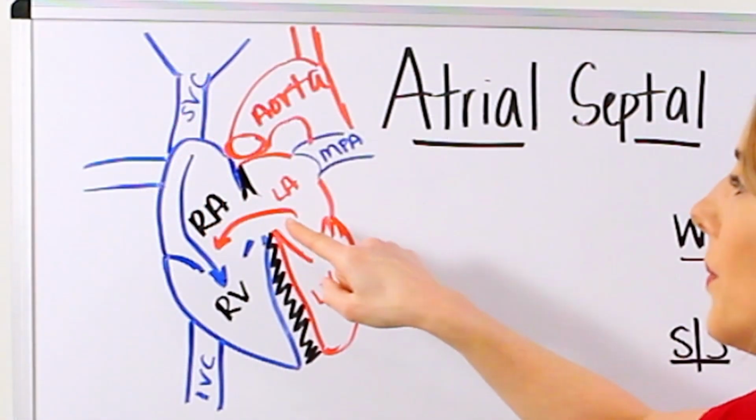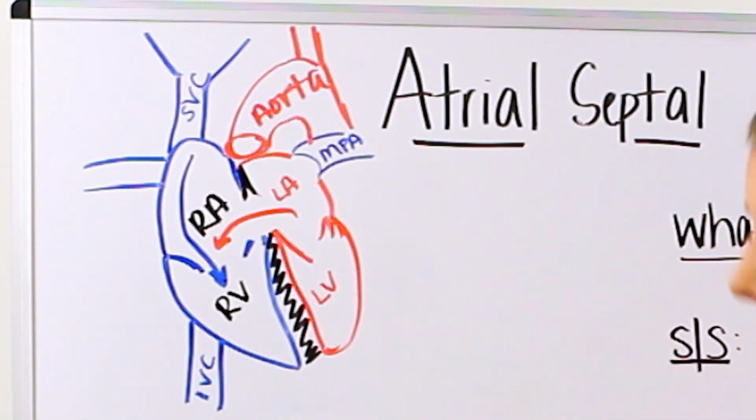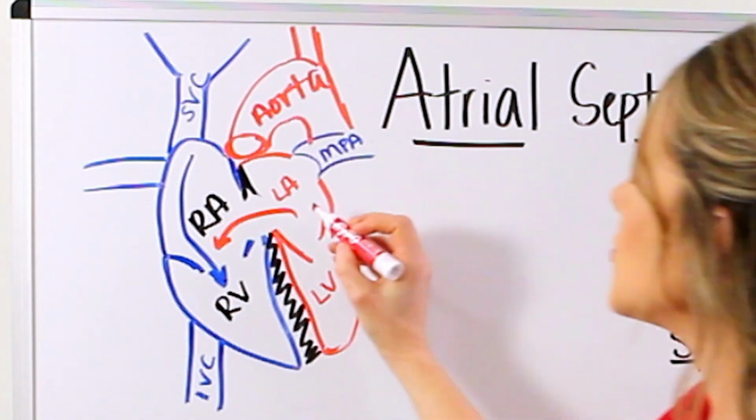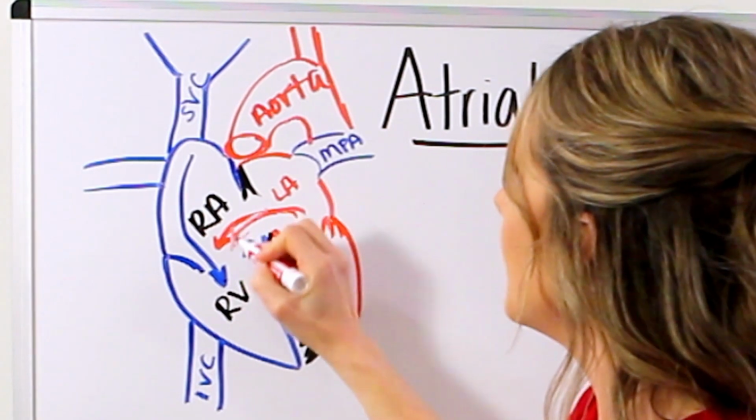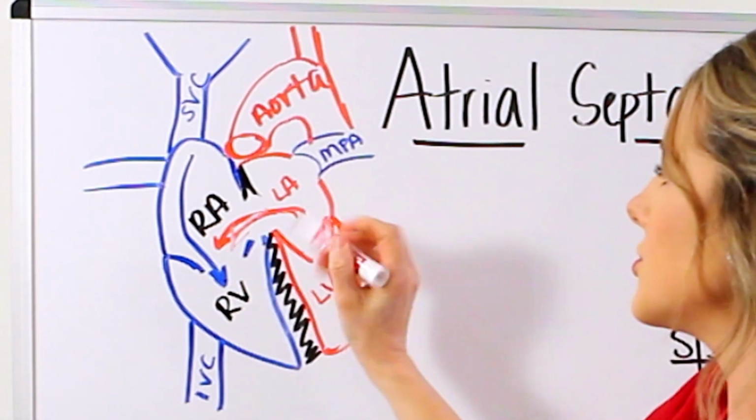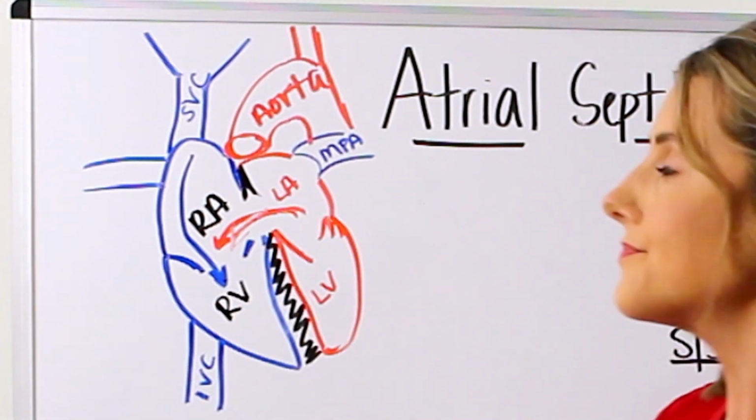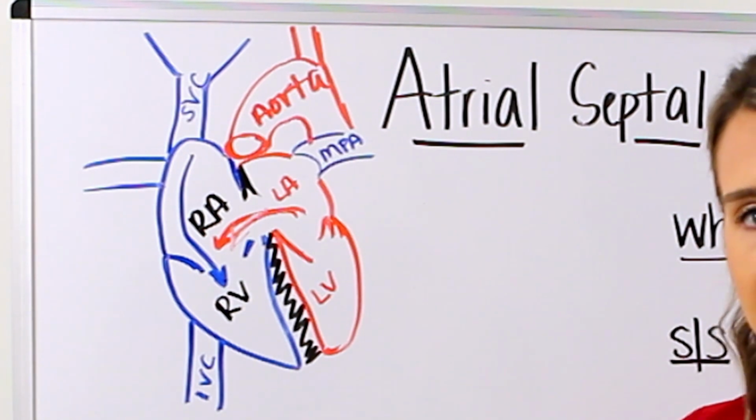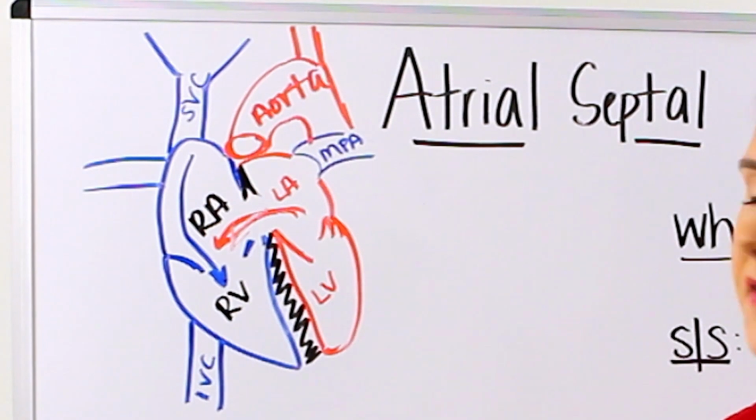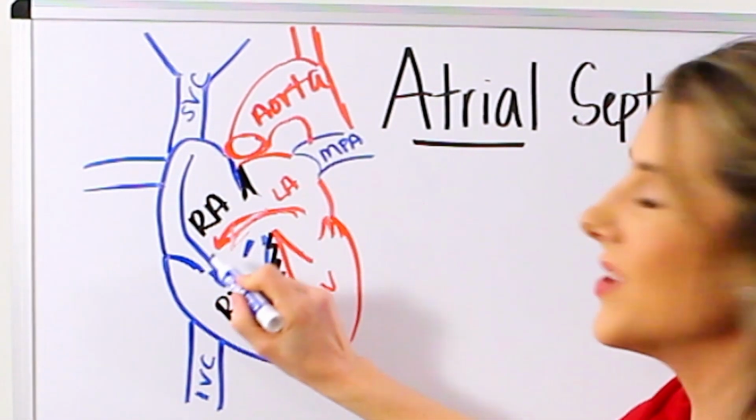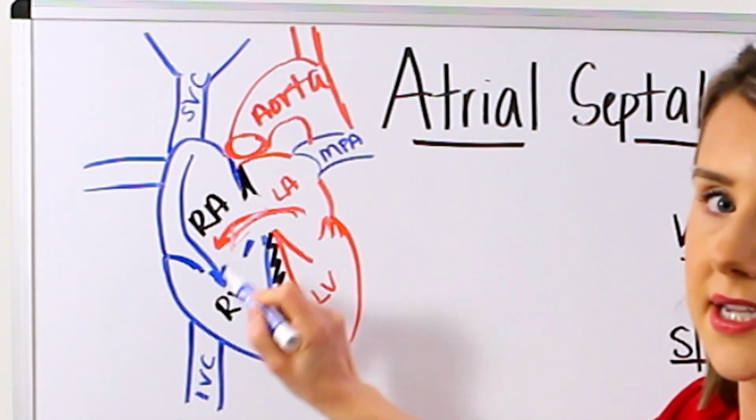So if you have this opening in the septal wall between the right atria and the left atria, you're naturally going to have this extra blood volume coming through this opening because it's going from high pressure to low pressure. So it's going into the right atria. When it gets into the right atria, this blood is already oxygenated because it's in the left atrium. So now it's mixing with deoxygenated blood in the right atrium.